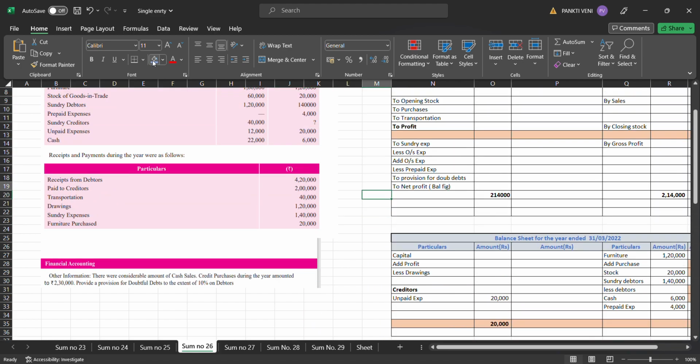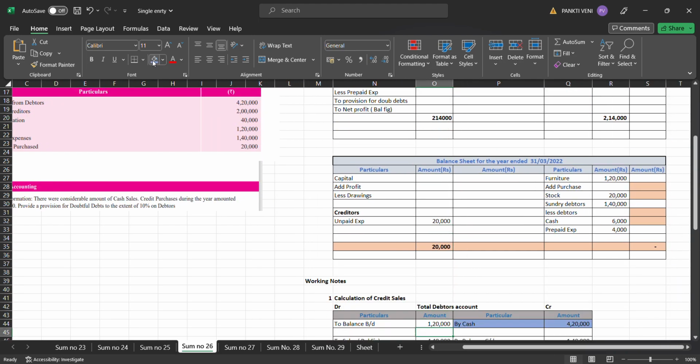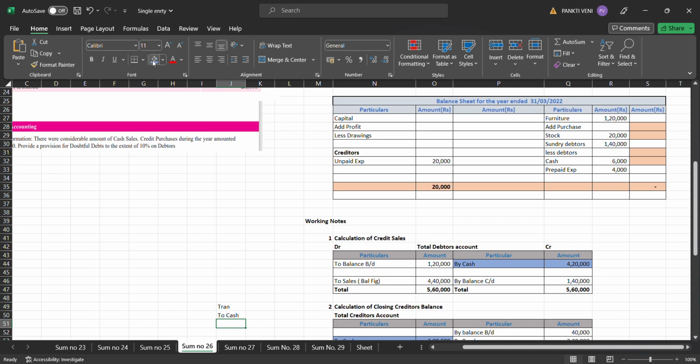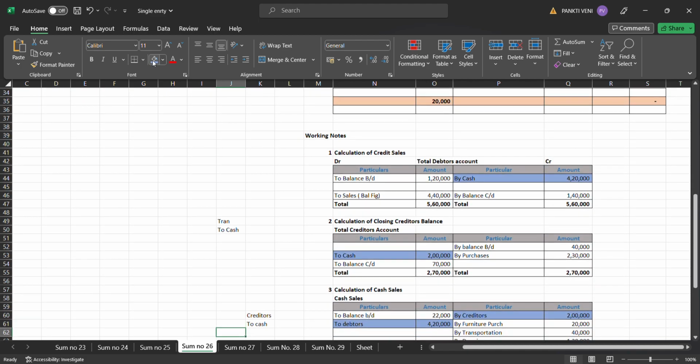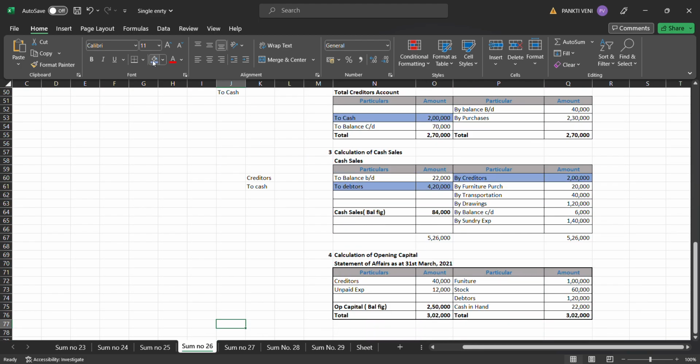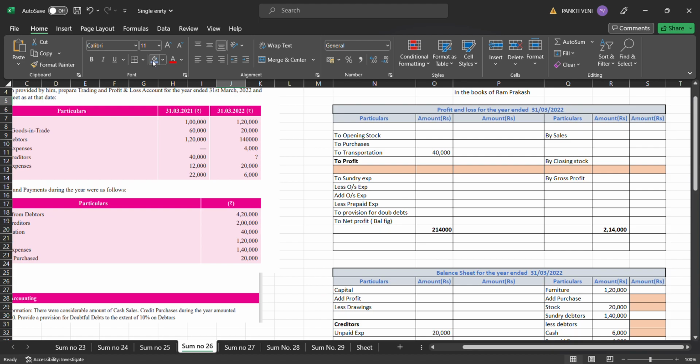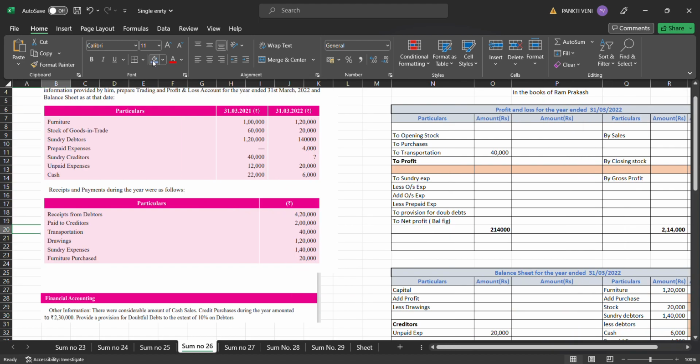Then transportation. Take 40,000 here, and the next entry will be in your cash. Again transportation to cash. So under cash it will be by transportation, and in transportation, in P&L, it will be to transportation. I hope till here it is okay.